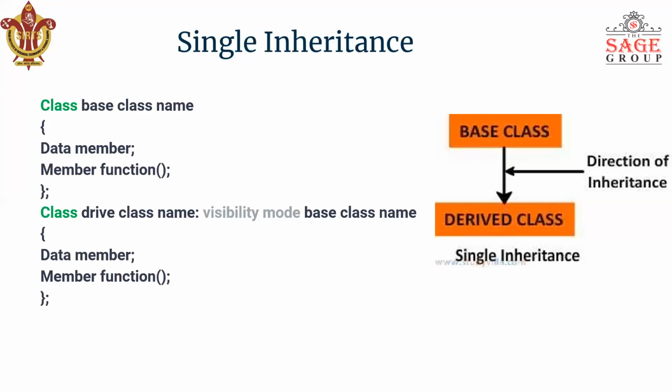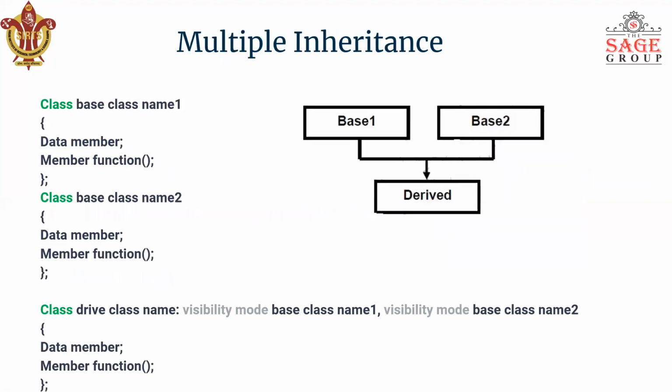All the data members of a base class come in the derived class, and inside that, the derived class has its own data members and member functions. When the member functions and data members are declared in the derived class, we again have to terminate the class with a semicolon. So this is the basic syntax of single inheritance.